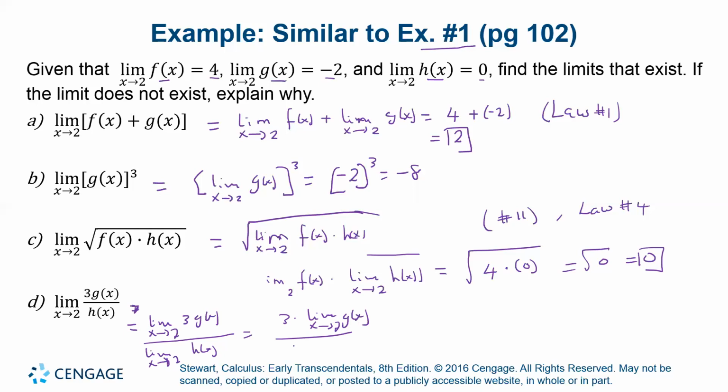because we have the limit as x approaches 2 of h of x. Now the numerator is 3 times negative 2, but the denominator is 0. So this is undefined. So we say that this does not exist. Okay. So that is the next one, using all these laws put together.